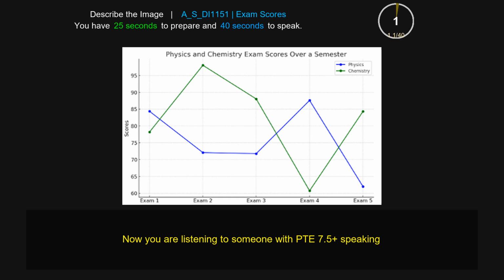The line graph gives information about physics and chemistry exam score over a semester. From the picture, we can see the value of exam 3, which is 62%. However, the value of exam 1, which is 76%, and additionally, the highest value of exam 2, which is 96%, and the lowest value of exam 5, which is 63%. In conclusion, the picture gives information about physics and chemistry exam score over a semester.